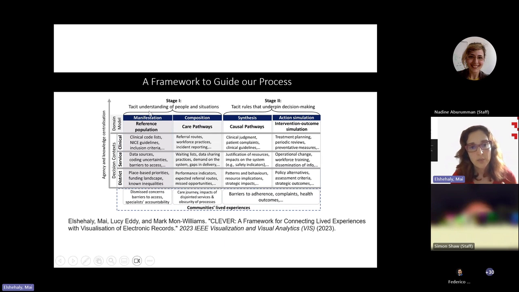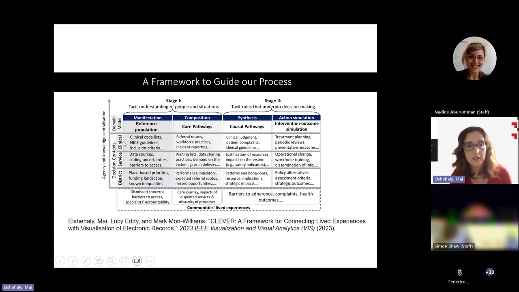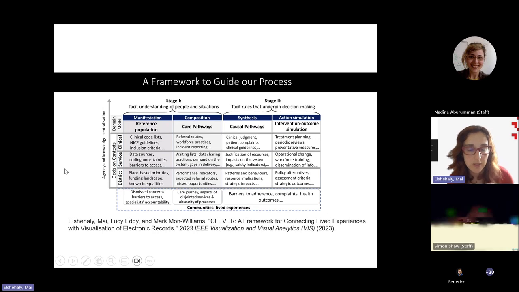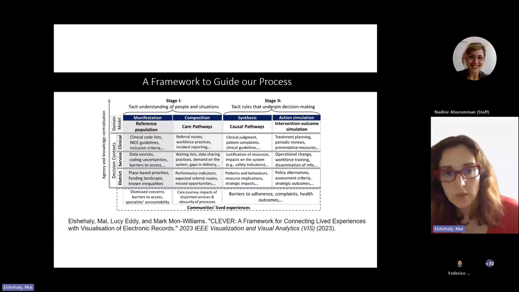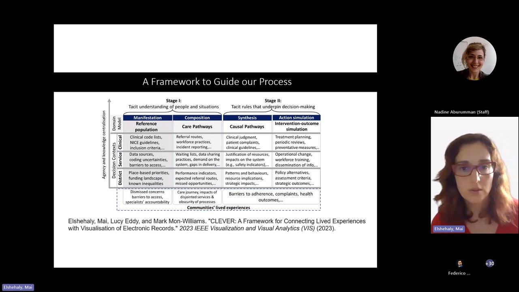And we started looking at, for example, how the population manifests itself, both in terms of how it's manifested in the routinely collected data, but also how it's manifested in the way people talk about this population. And we started looking at the different decision contexts in clinical, service level, and district level. And obviously underpinning all of this is the community's lived experiences. And so the cells of this framework are really about identifying the bits of human information or human knowledge that need to be captured in order to enable visualization to really support decision making for this particular stage of decision making.